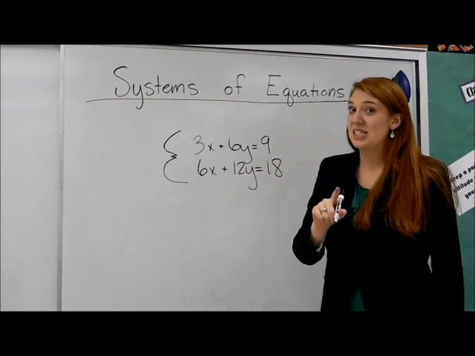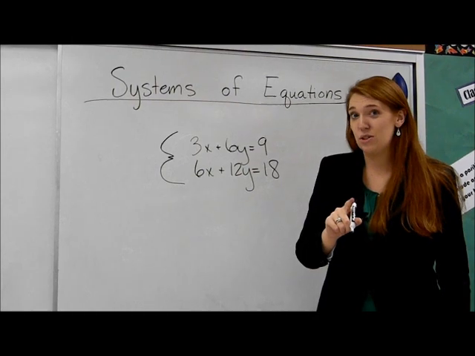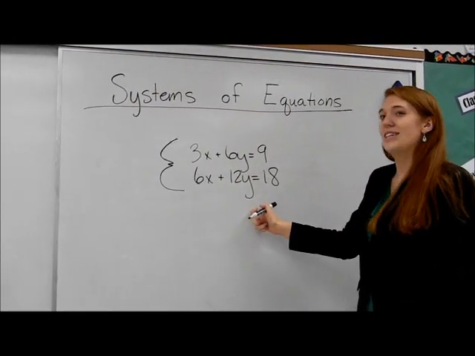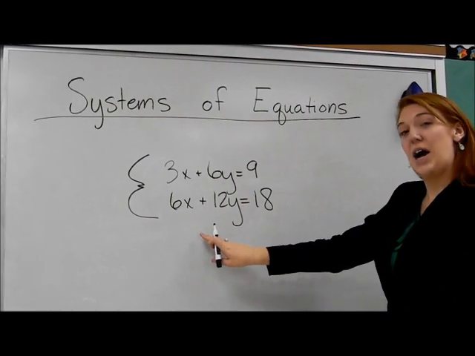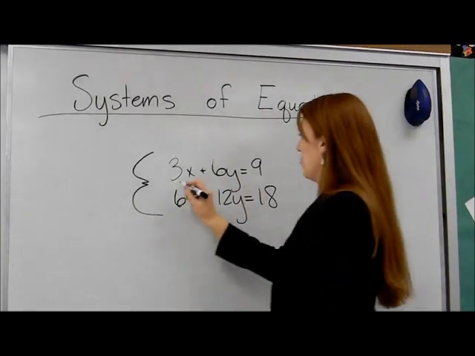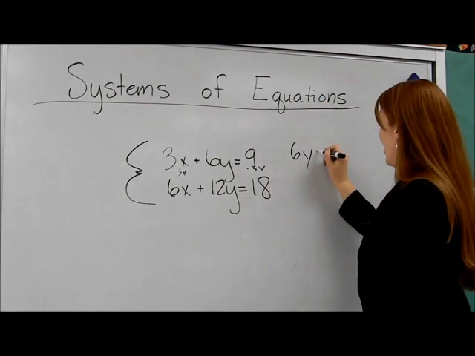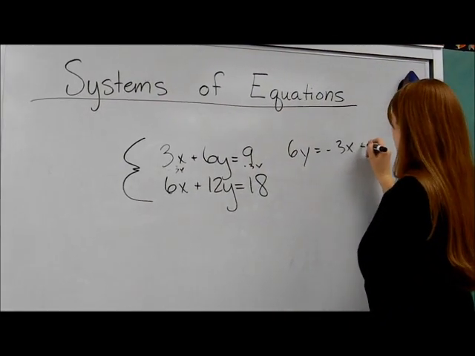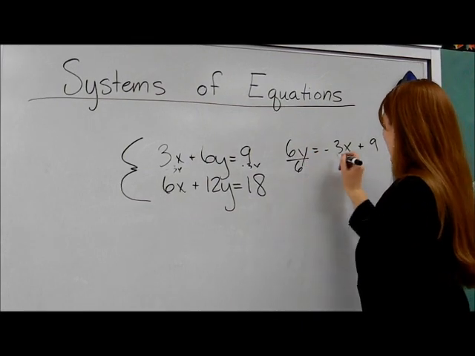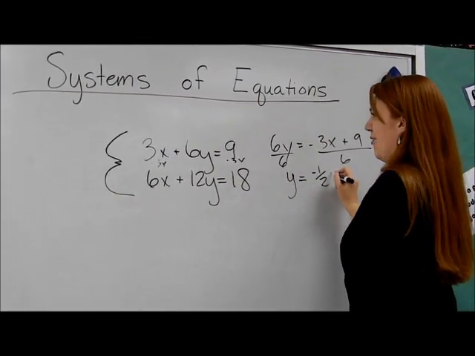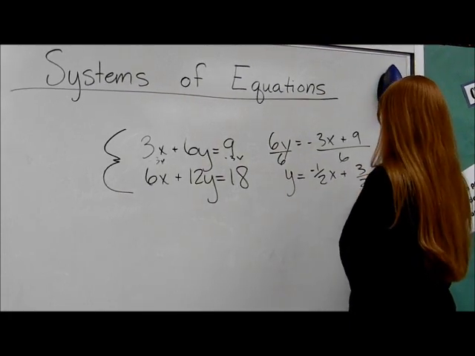Alrighty. So, the second type of graphical solution is when they are coinciding lines. Let's look at this example. Let's put this in y = mx + b form. I'm going to subtract 3x from both sides. And then divide by 6. And once it's simplified, we get -1/2 x plus 3/2.